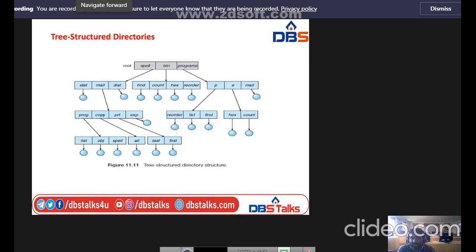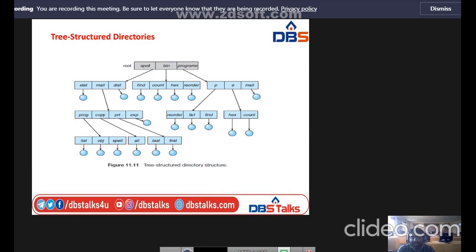Next, coming to the tree structured directory. Here we extend the two-level directory to a tree of arbitrary height. It is just like a tree, with parent and child. This generalization allows users to create their own directories and to organize their files accordingly. A tree is the most common directory structure. The tree has a root directory, which is the first one, and every file in the system has a unique path name.